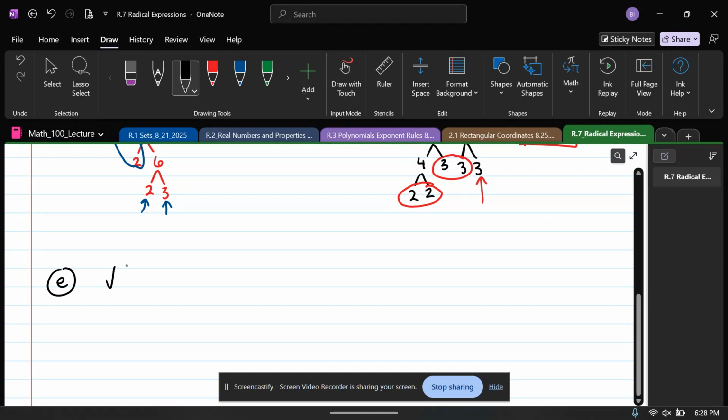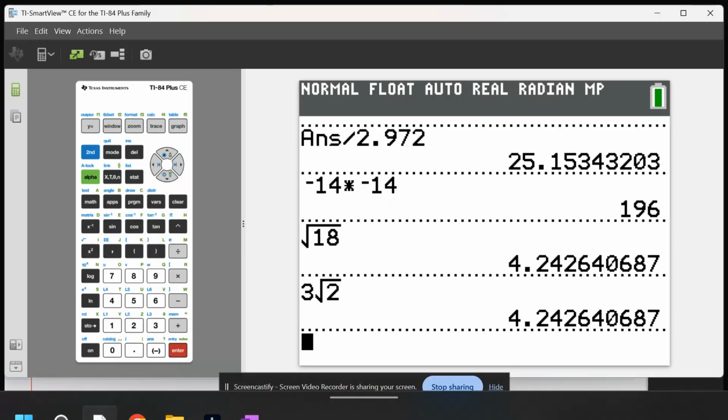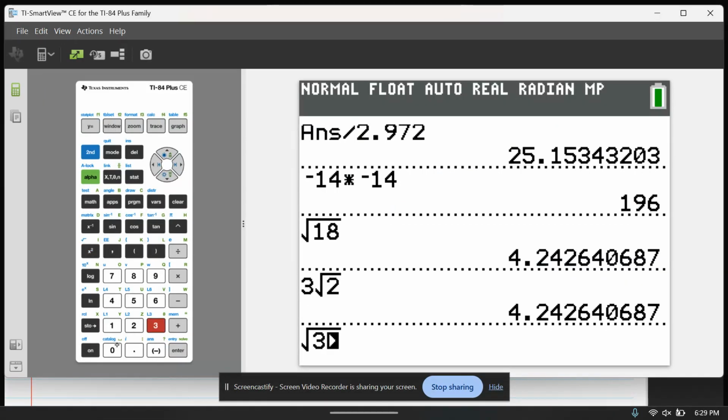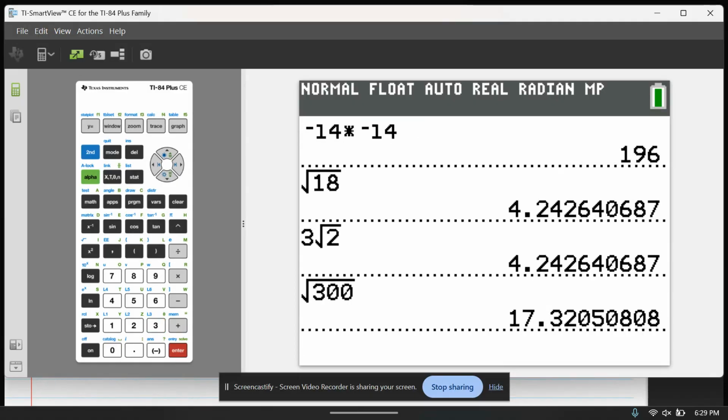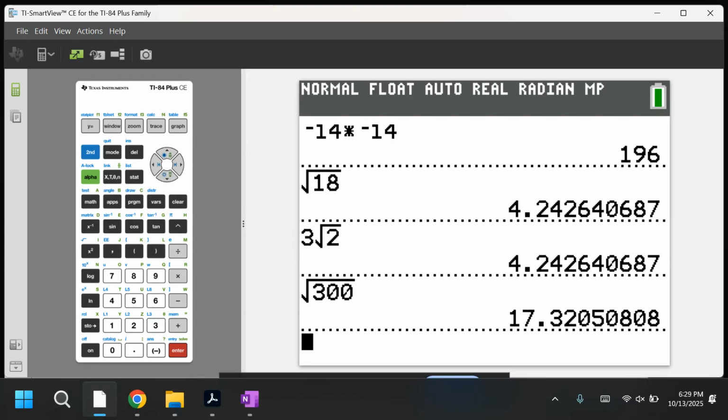Let's do the square root of 300. I don't believe 300 is a square number. If I thought it was, I would just go to the calculator and type in the square root of 300. If I get a decimal back, I know it won't. It's not. And I got to do the breakdown. Okay? Got to break it down there.